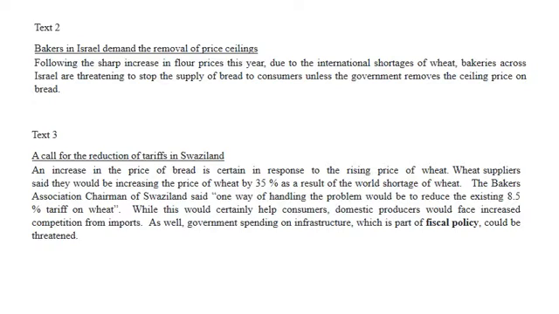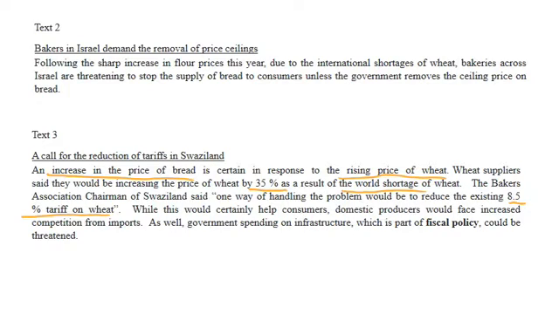An increase in the price of bread is certain in response to the rising price of wheat. Okay, so we know that this has been a problem. Okay, wheat suppliers said they would be increasing the price of wheat by 35% because of the world shortage of wheat. So this is problematic. So they're saying one way of handling the problem would be to be reducing the existing 8.5% tariff on wheat. So if they reduce the tariff on wheat, that 35% increase at least would be softened. And then coupling that with an increase in production, the price would come down even more.